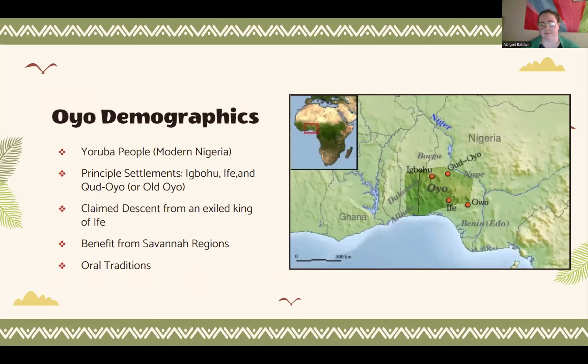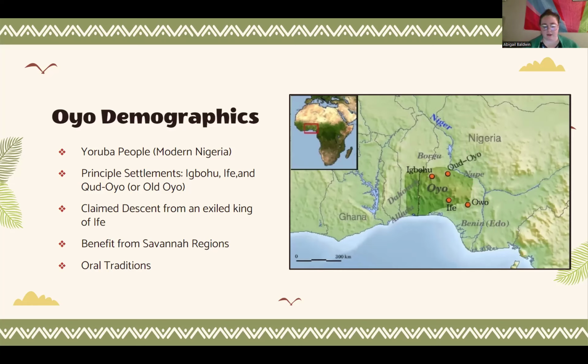The principal settlements of the area for the Oyo Empire are Igbohu, Ile Oyo, which is the old Oyo or the capital, and then Ife, which is not the capital, but one of their religious and cultural centers.